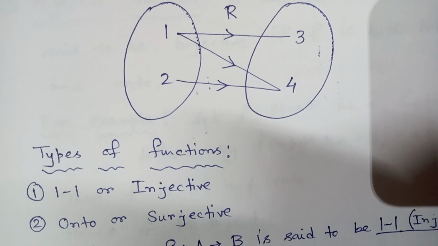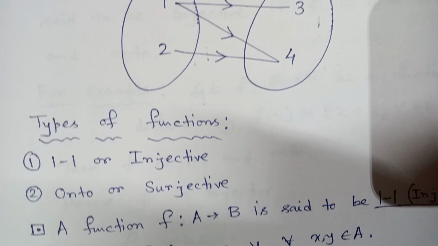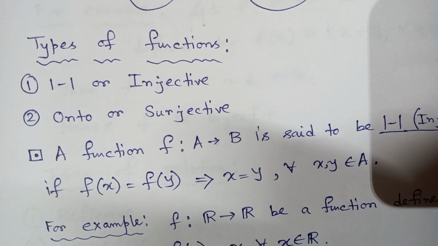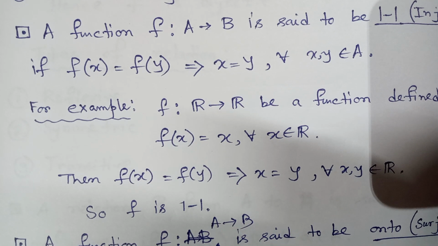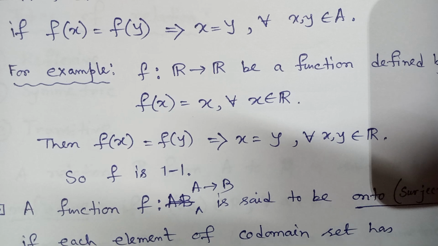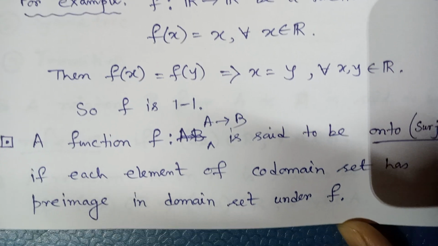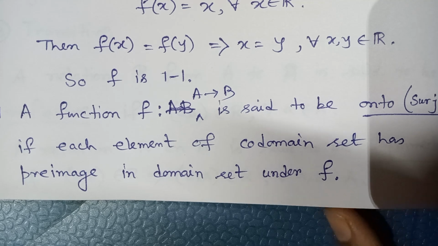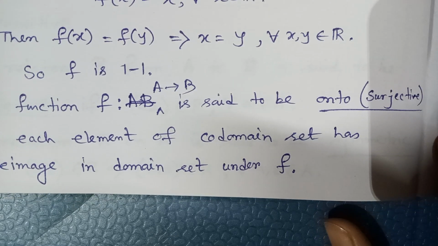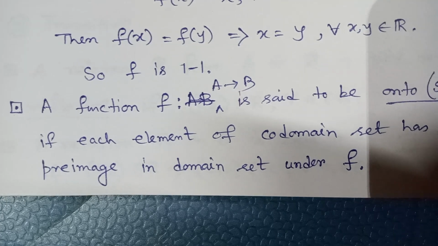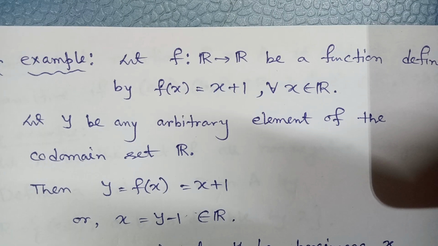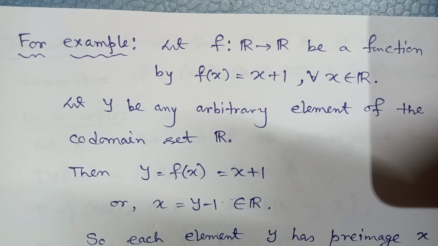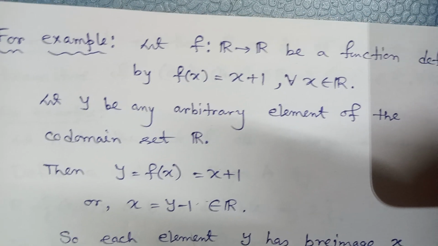Next we discuss about the types of functions. Here we discuss mainly two types of functions, injective or one-one and surjective or onto. Then corresponding examples also will be there. First one-one and then onto. This is the definition of onto function. Next we give the example of onto function.